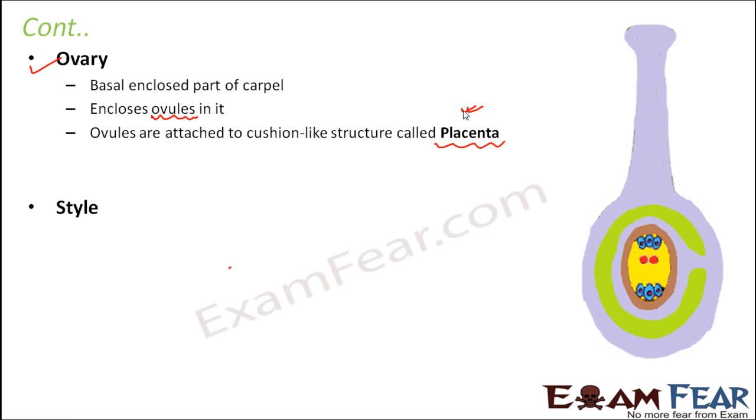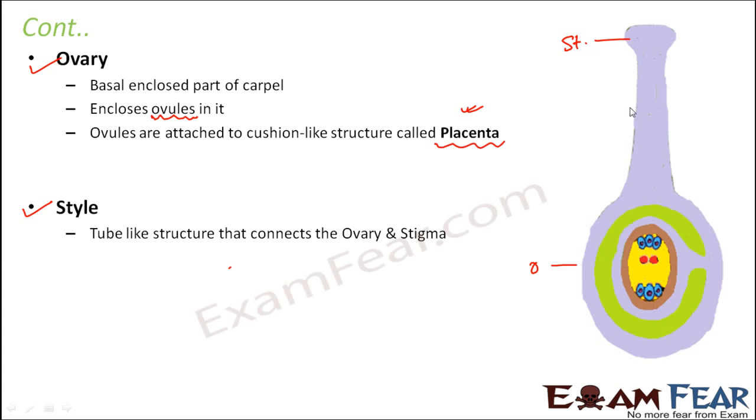The next part is the style. The style is nothing but the tube-like structure that connects the ovary and the stigma. So this part is the ovary, this part is the stigma, and this is the style, which connects the ovary and the stigma. And what is the stigma? It is located at the exposed end of the style. So the stigma is at the exposed end. That means we can see the stigma.